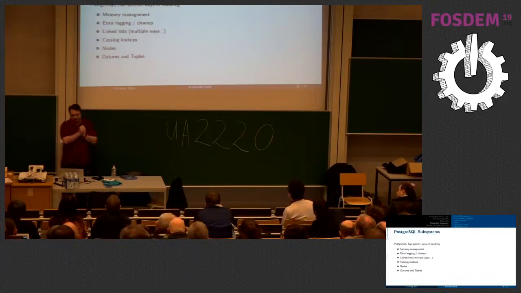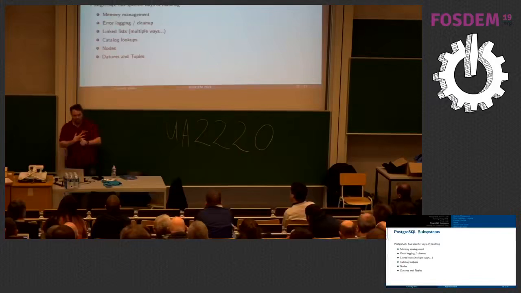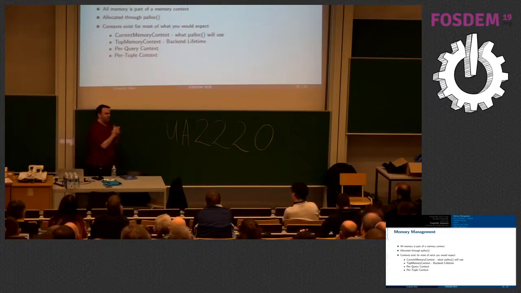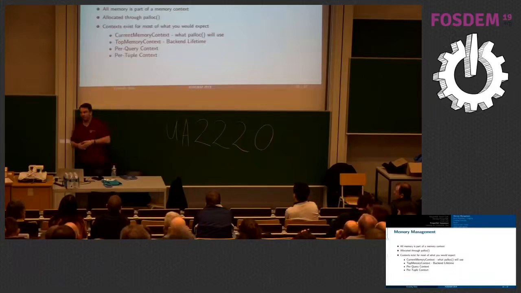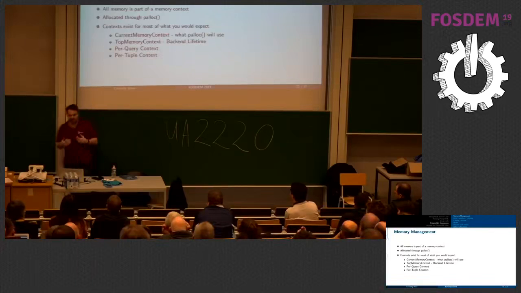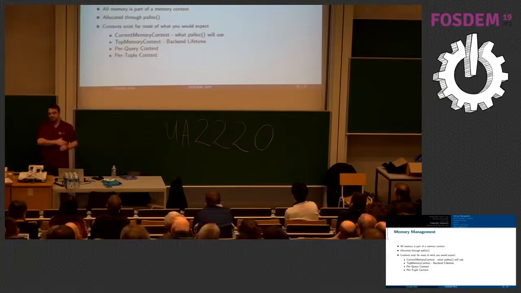So, all right, Postgres has a bunch of different subsystems, right? We have specific ways of handling memory management, error logging, cleanup, linked lists, catalog lookups, nodes, datums, and tuples. So let's talk about that. When it comes to memory management, all memory allocated in the backend is done so inside of a context of some kind, right? If you want to allocate memory inside of Postgres that is going to be living throughout the lifetime of the backend process that you are currently operating inside of, you would allocate it inside of something called top memory context, right? If you allocate something inside of top memory context and you don't free it, then it's basically a memory leak, right?